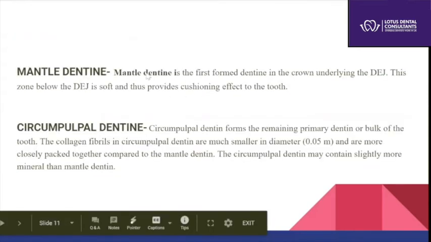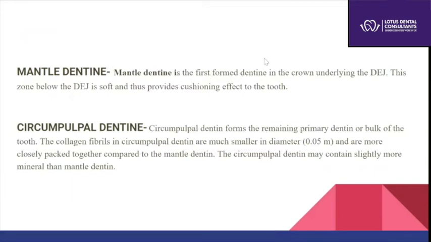Mantle dentine is the first formed dentine. This is a very important question, very frequently asked in ORE. Which is the first formed dentine? It's mantle dentine. In the crown underlying the DEJ, this zone below the DEJ is soft and thus provides a cushioning effect to the teeth. Okay?